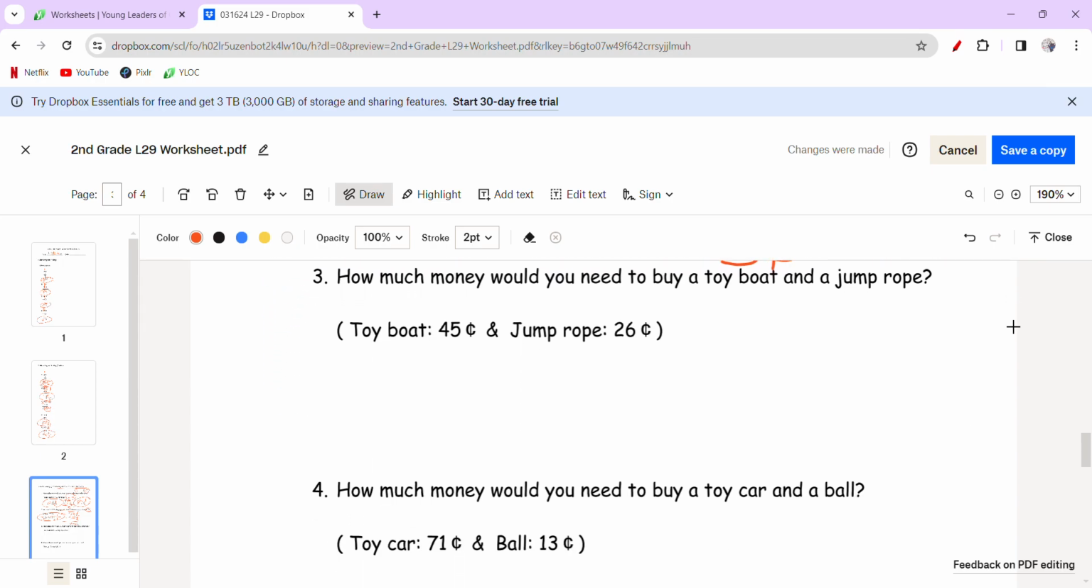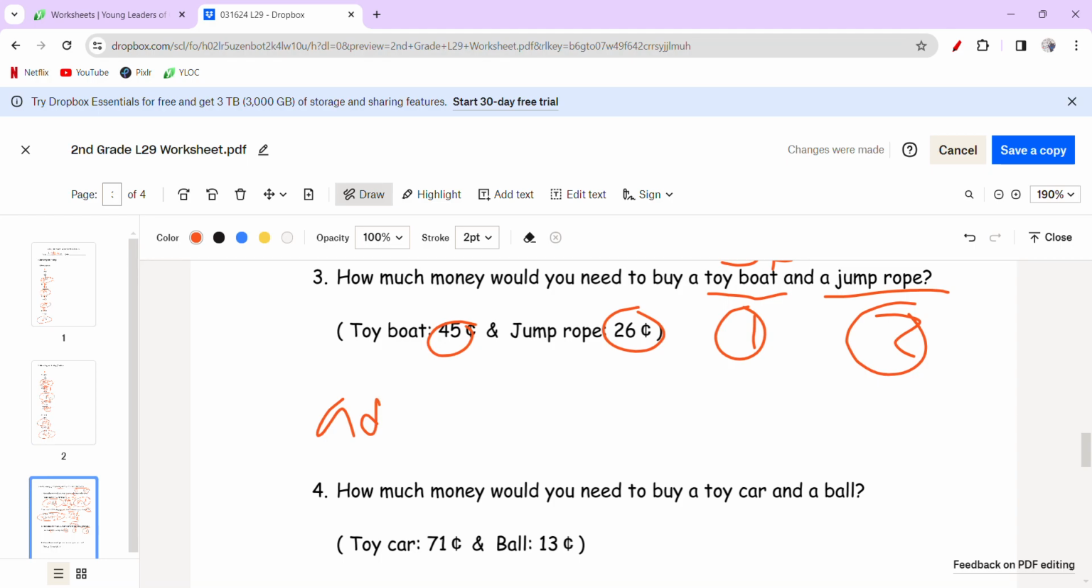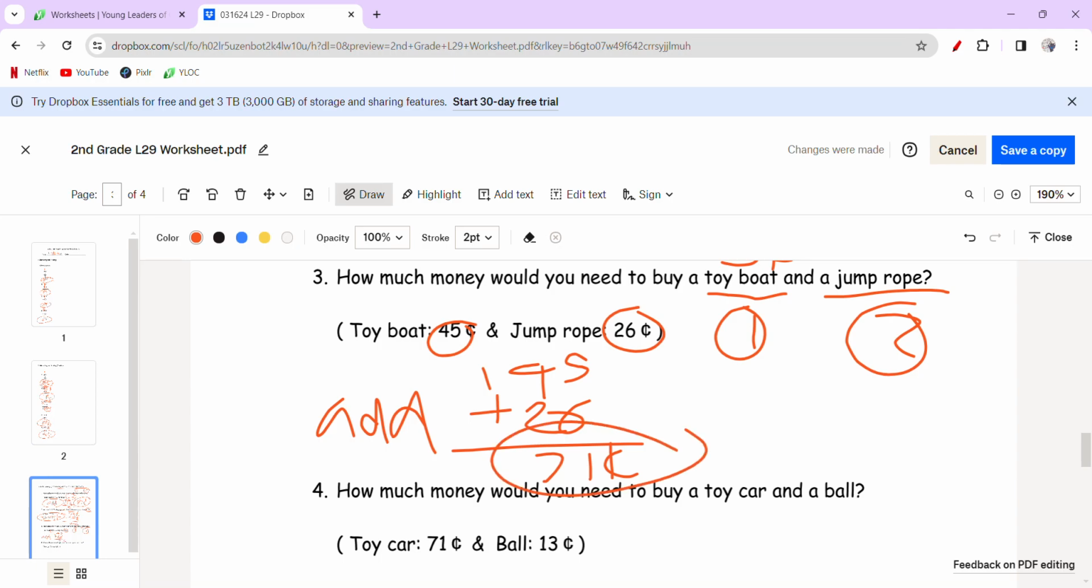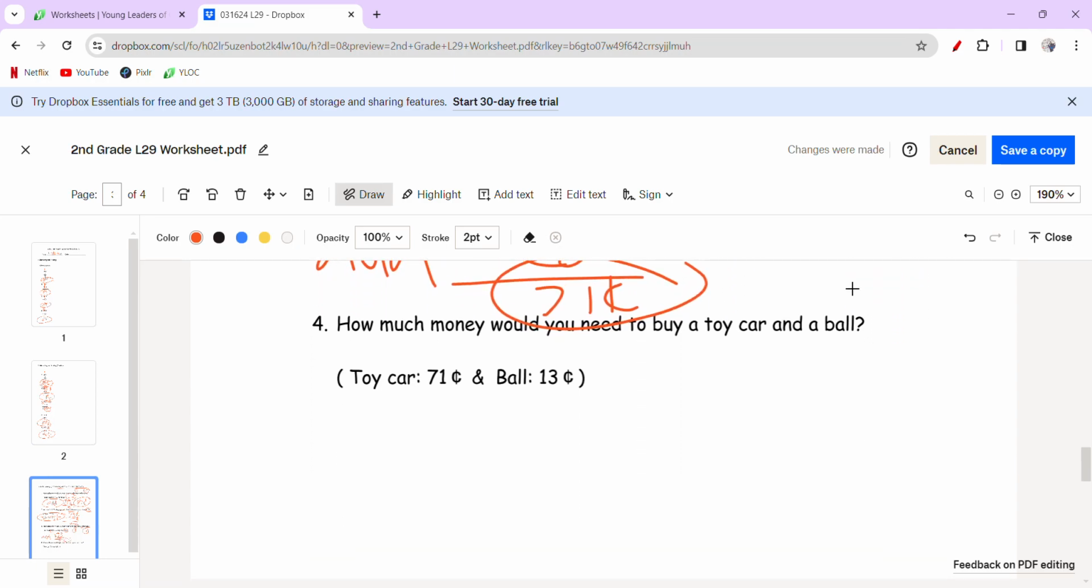How much money would you need to buy a toy boat and a jump rope? Again, this is 1 and 2. You're buying 2 items, so they want to know the total. So you would just simply add these two numbers. 45 plus 26. 5 plus 6 is 11. You put the 1 up here. 4 plus 2 is 6. 6 plus 1 is 7. 71 cents.